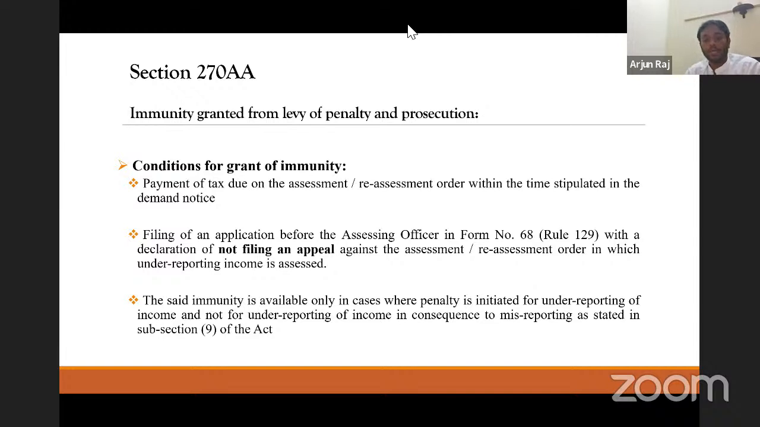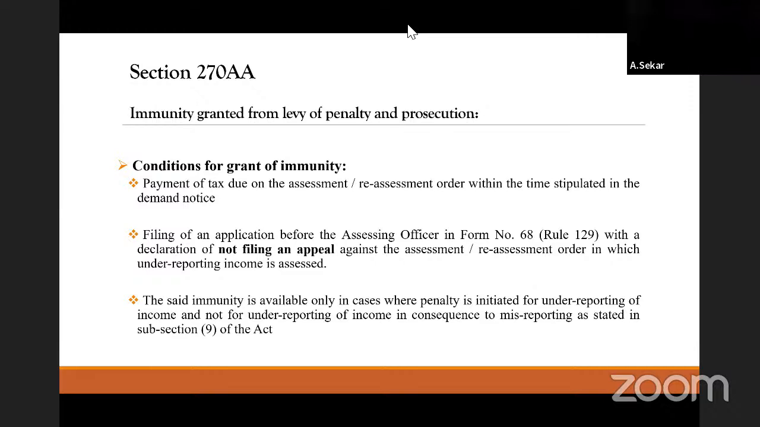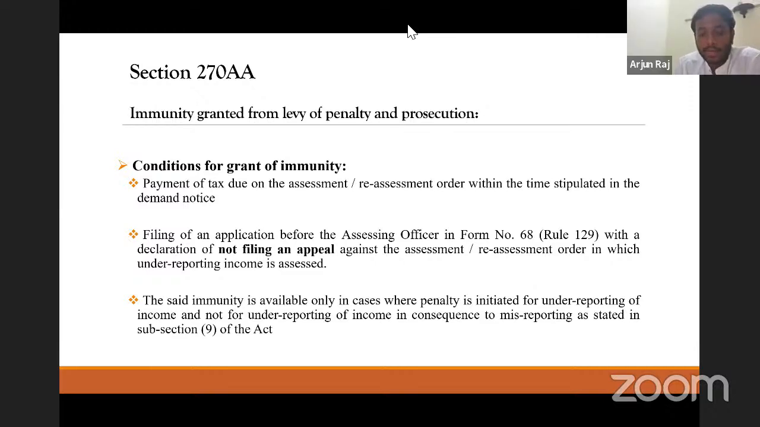An interesting factor here is that 270AA is not available to a person whose income is supposed to be underreported in consequence of a misreporting. So in such an event, where the AO gives a finding or initiates the penalty proceedings by invoking 270A subsection 9, the assessee cannot claim immunity under section 270AA. There is a specific bar in 270AA when additions are made in consequence of misreporting.